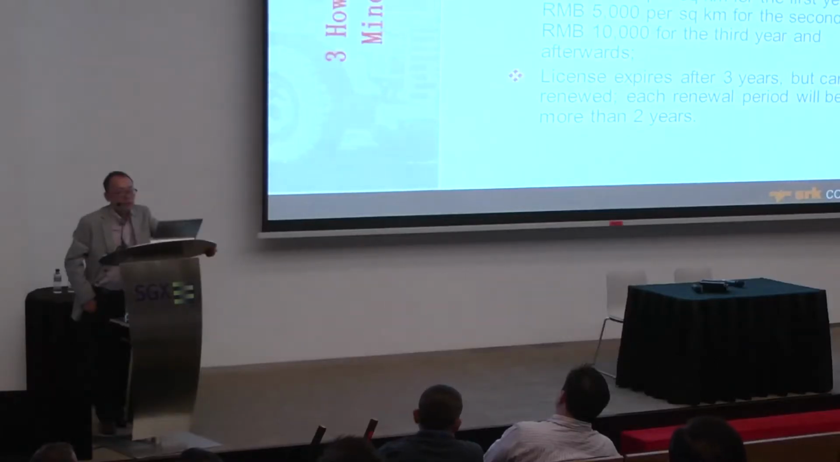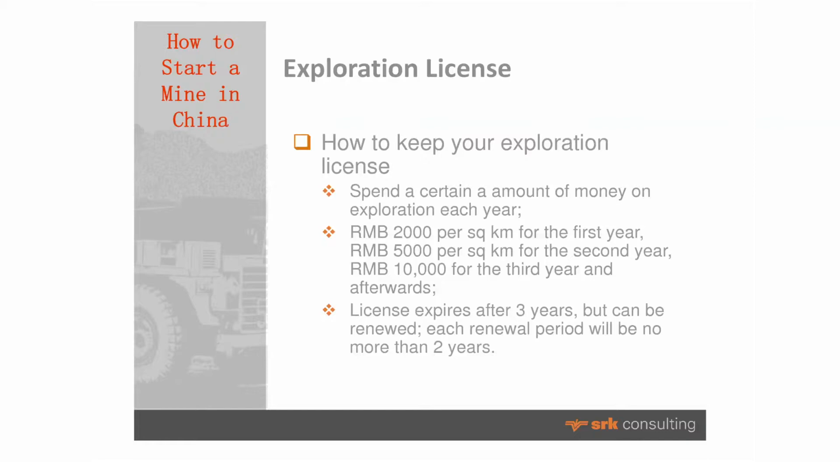So the government will evaluate it by the end of the expiry. For example, the license normally will expire in 3 years. At the end of the 3 years, the license can be renewed, but each renewal period will be no more than 2 years. When you renew your exploration license, the government will look at your expenditures to see whether you have met the minimum requirement.